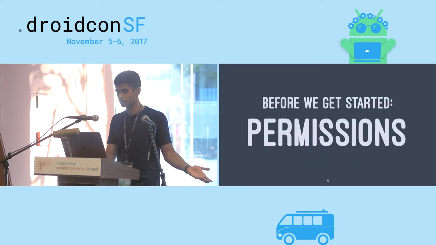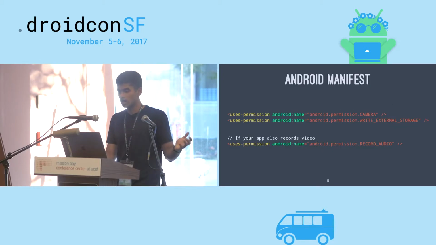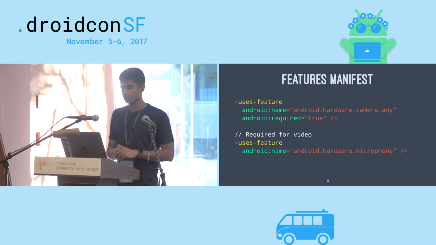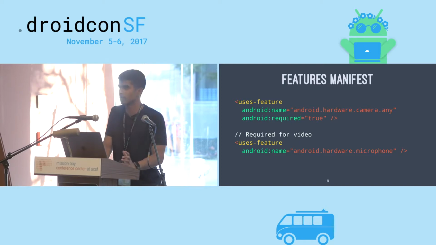So before that, obviously we need to handle permissions. It basically needs the camera permission, write external storage, very basic. And if you're doing video, you need to do record audio as well. Then features manifests. If you've built any app, I'm sure you use the internet permission and stuff like that, those don't usually need features permission. But when you're using the camera, features manifest is pretty important. So you want to define android.hardware.camera.any so that Google Play will filter out any devices that don't have a camera. Otherwise, your app is just going to crash anytime you need the camera.